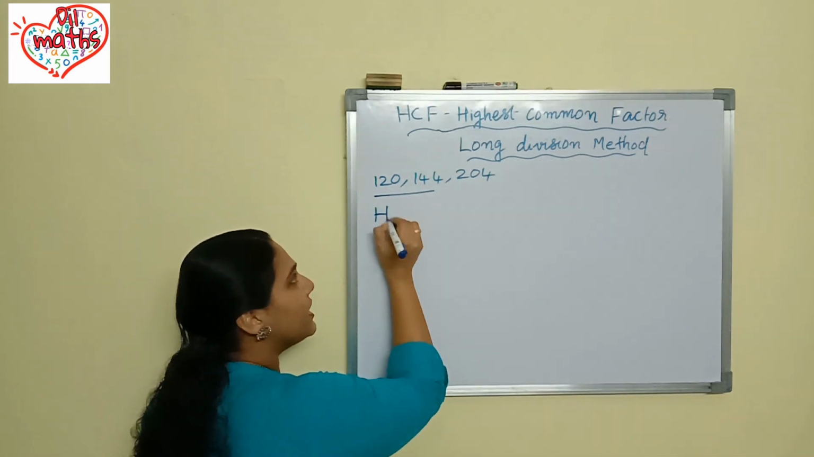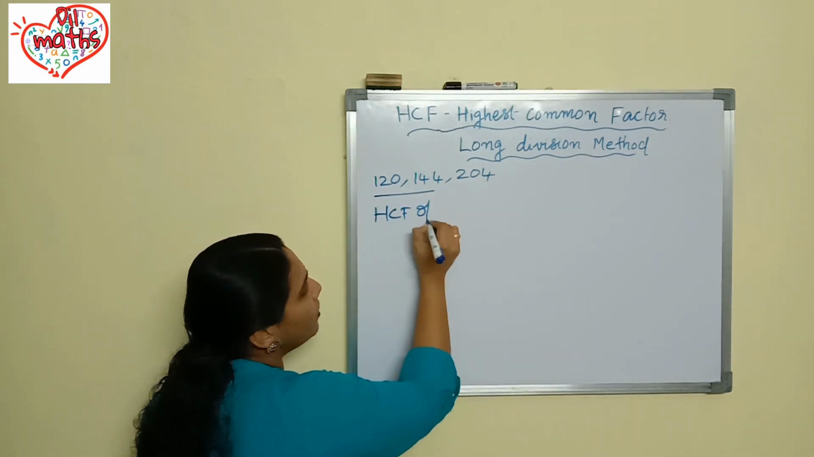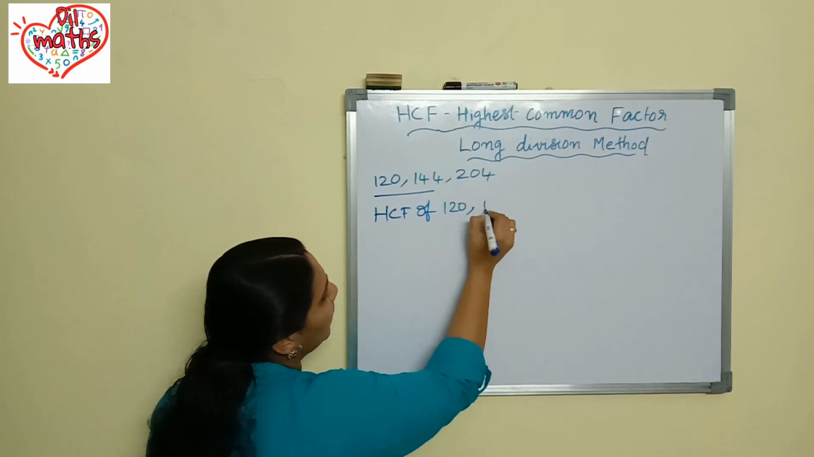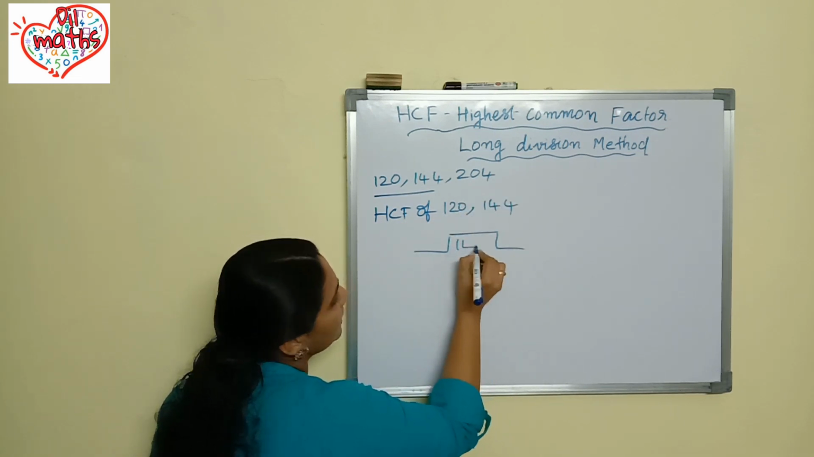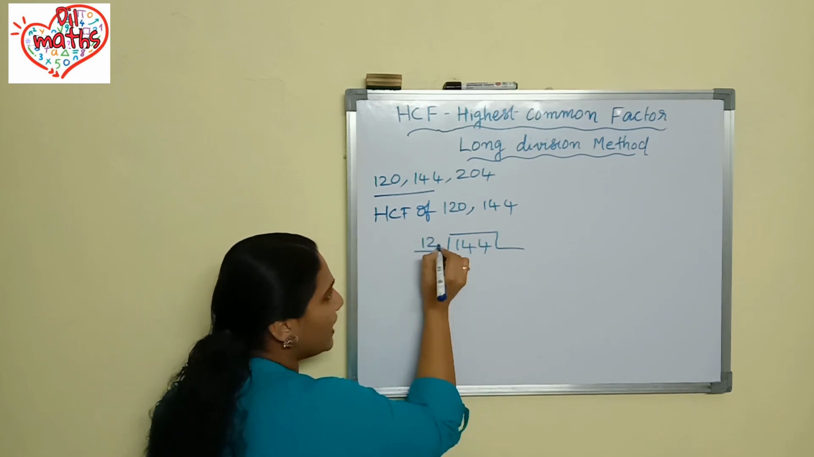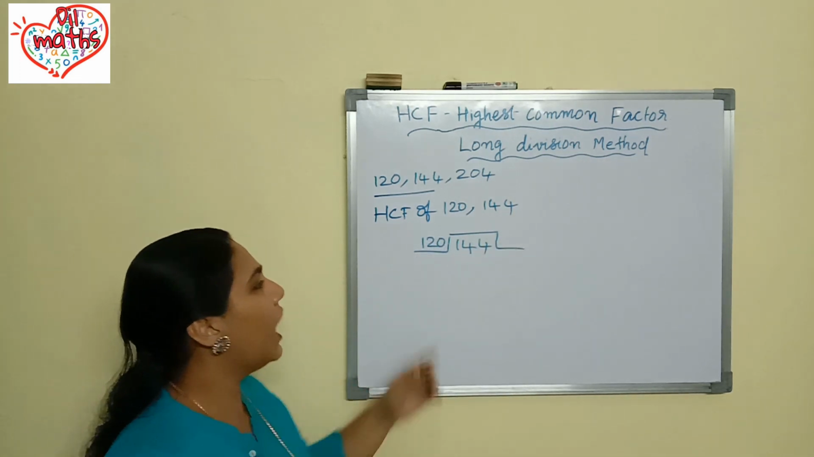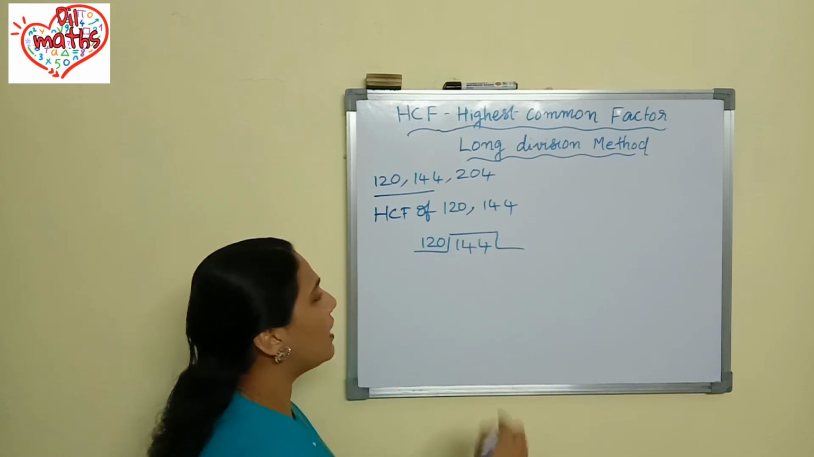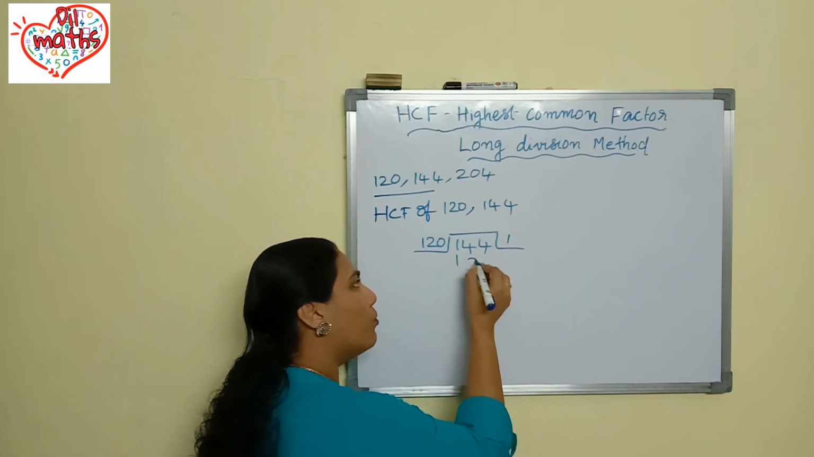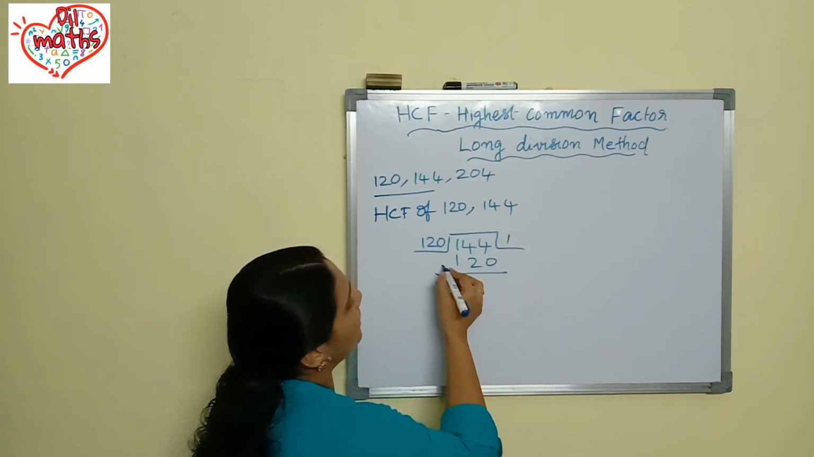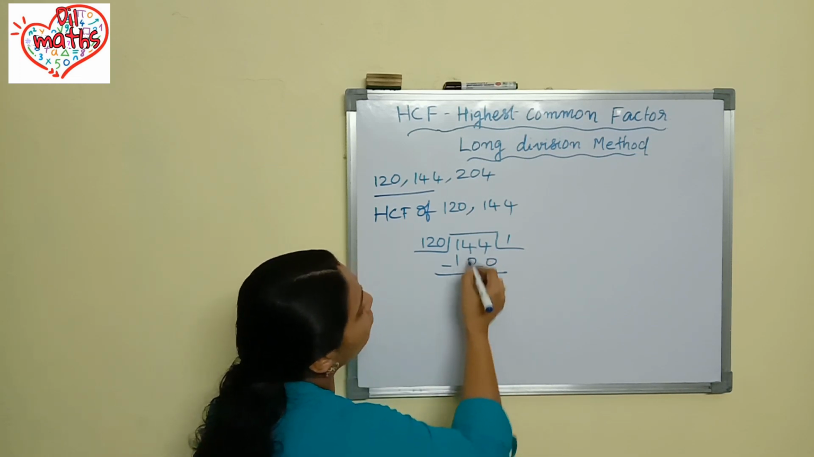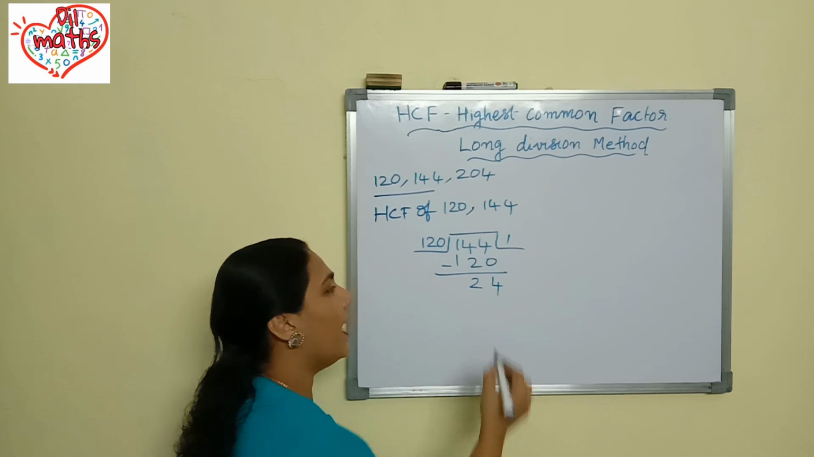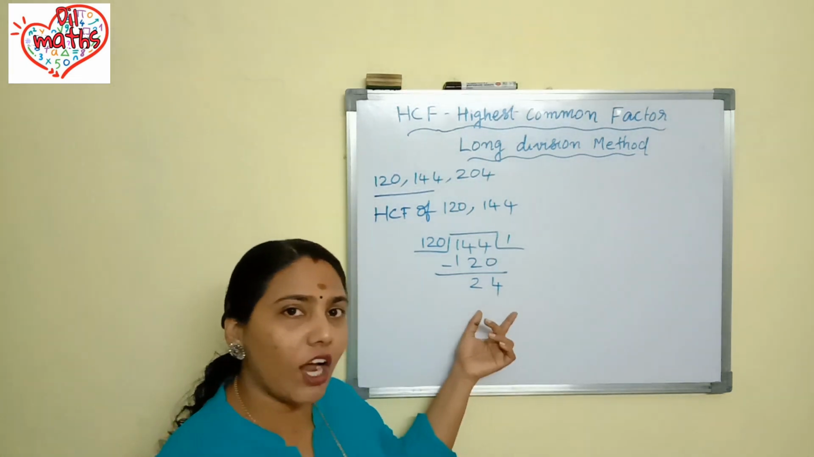Okay, we will find the HCF for 120, 144. The dividend we should write under the box, the divisor we should write here, and the quotient we will write here. How many times will 120 go in 144? One time. 1 into 120 is equal to 120. Now, if you subtract, 4 minus 0 is equal to 4, and 4 minus 2 is equal to 2, and now the remainder you got is 24.